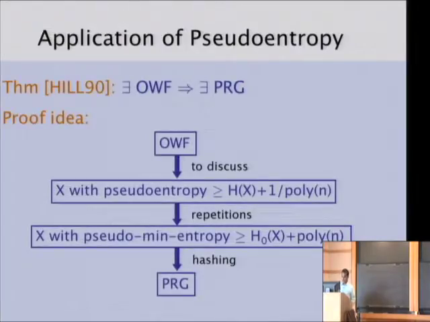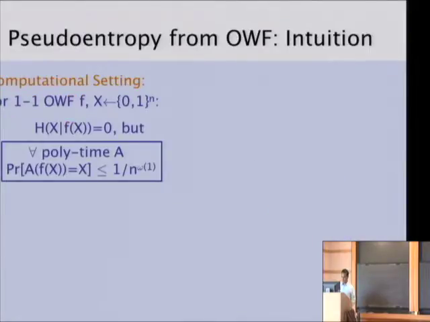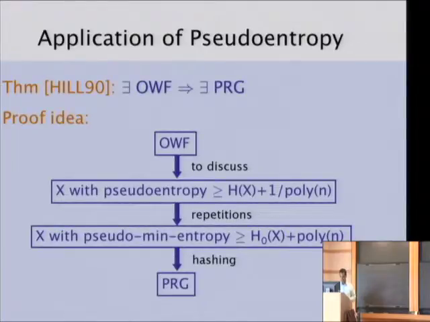Okay, so I want to give some intuition on this first step here. How can we get a gap between pseudoentropy and Shannon entropy from a one-way function?